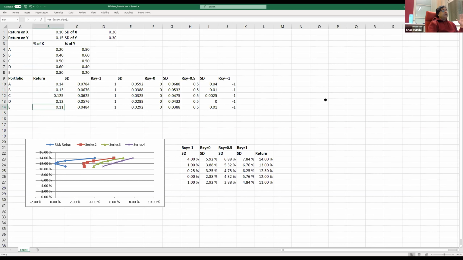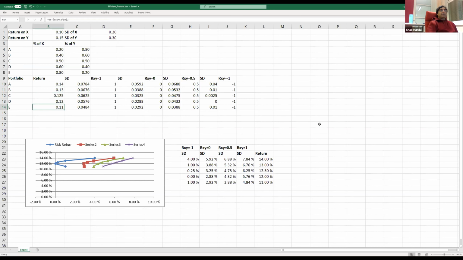There can be minor exceptions, but more or less, this proves the point that if the correlation coefficient is higher, then for the same return, the risk can go up.